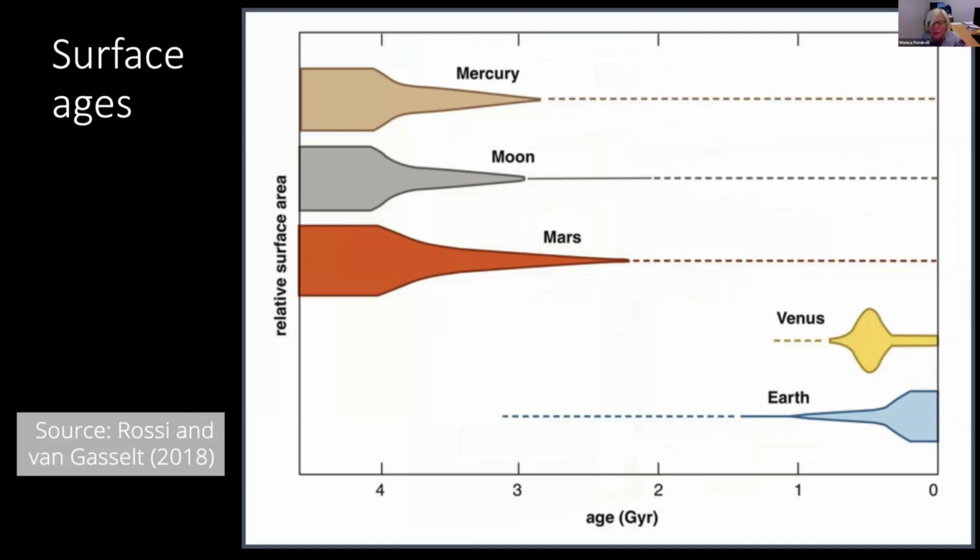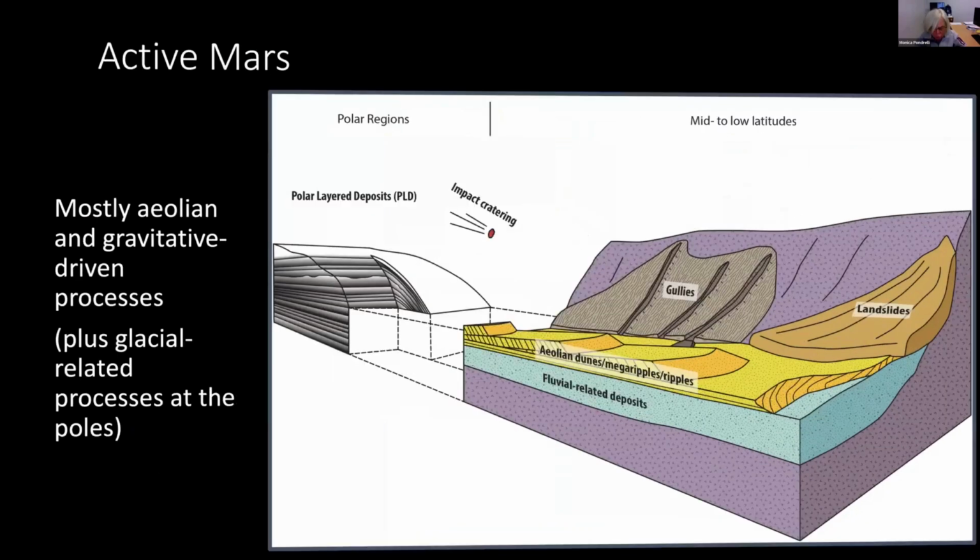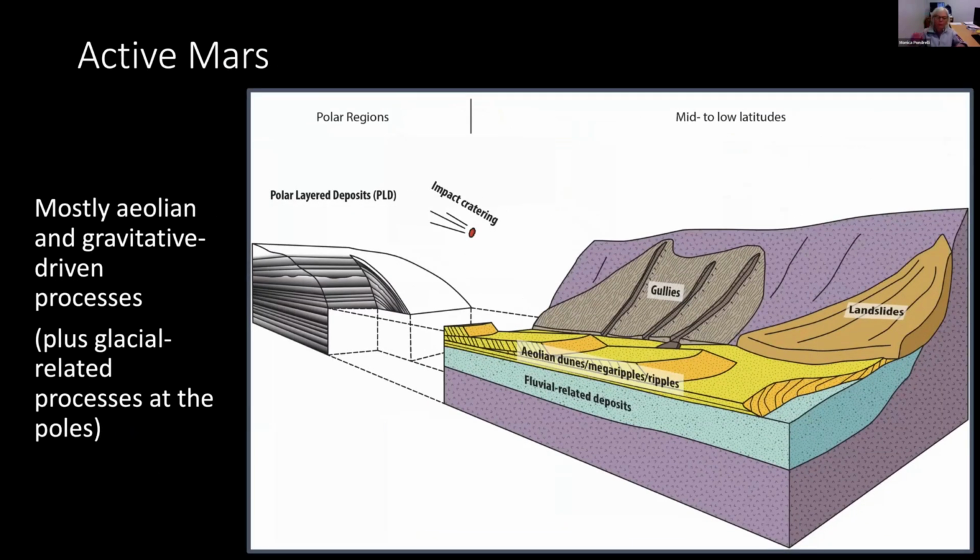But Mars is not, geologically speaking, a dead planet, because there is still an active Mars. Even today, Aeolian dunes and megaripples are still active, forming and moving. Gravity-driven processes are present, like landslides and gullies along the steep topographic surfaces. And polar layered deposits are forming, of course, at the poles, with ice mixed with dust, water ice, I should add.